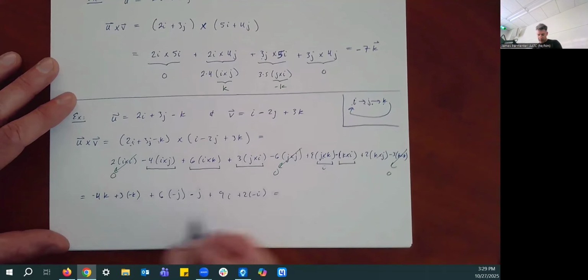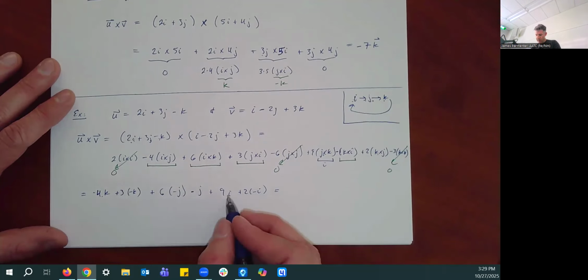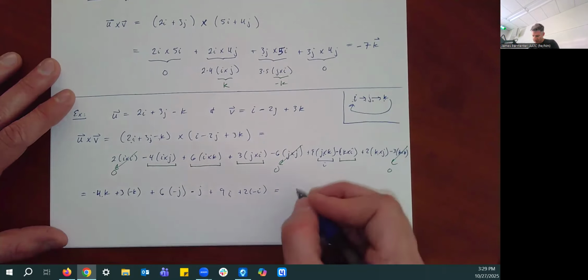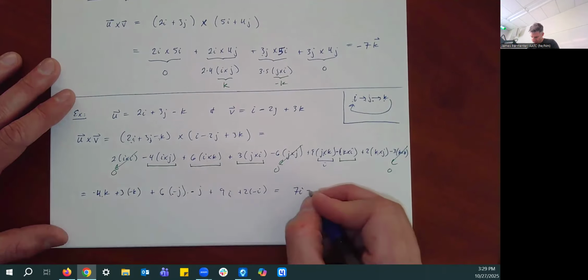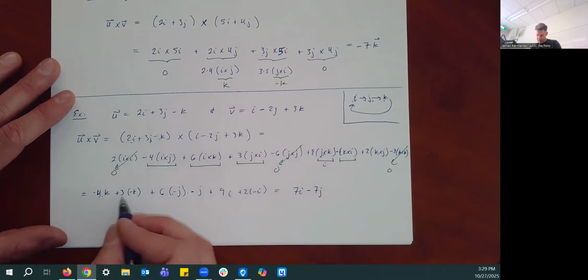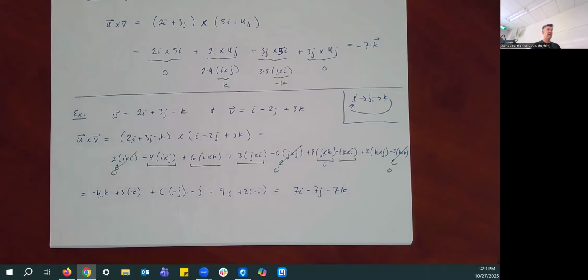All that to say, finally, we have, let's actually write the other one. So 9 minus 2 is 7i. And then negative 6j minus j is minus 7j. And negative 4k plus 3 negative k is minus 7k. And I promise you I wasn't going for all sevens. I just happened to pick numbers that came out this way.